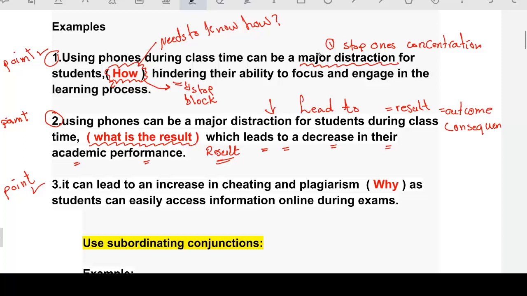Yes, yes. If anybody has any problem with any rule, send a message in the chat box.